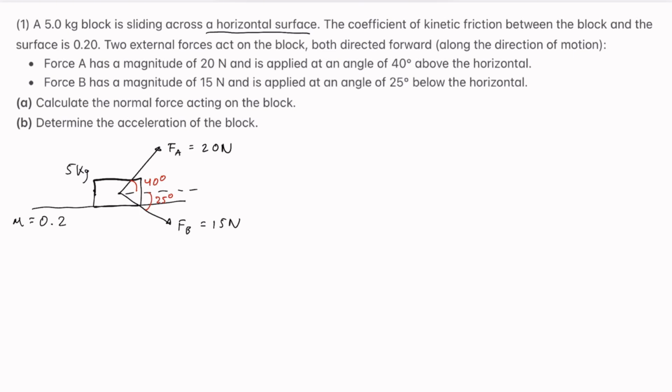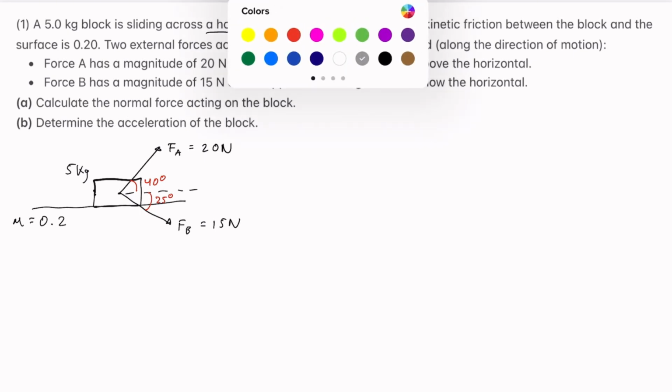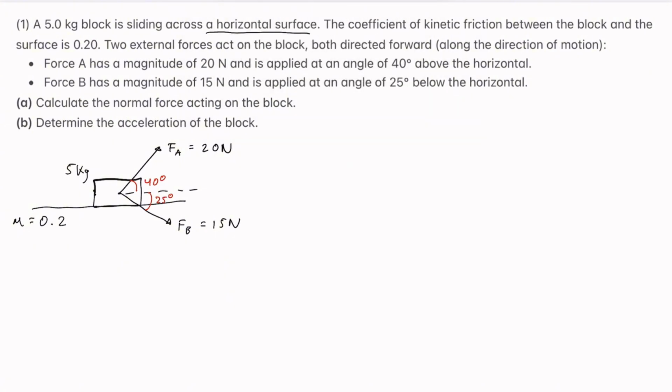Let's start off by drawing our FBD. We have mg acting on the block downwards, Fn. We have our two forces, Fa and Fb, and we also have some force of friction opposing the motion. Now, if we're asked to find the normal force acting on the block, we're concerned with the forces acting in the y direction, up and down.